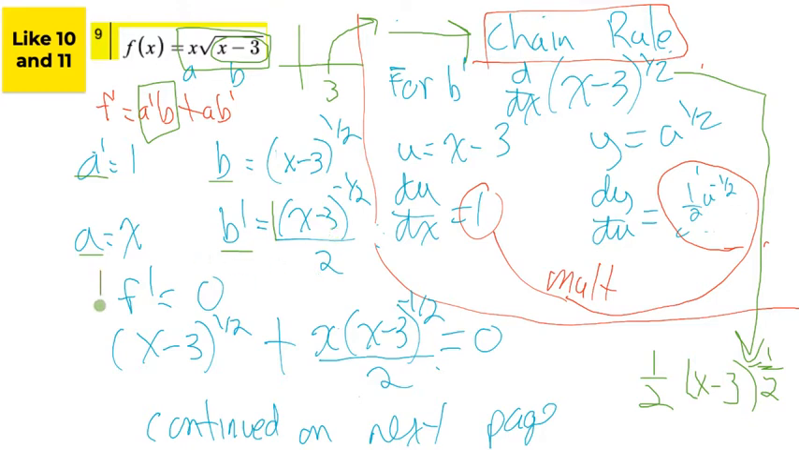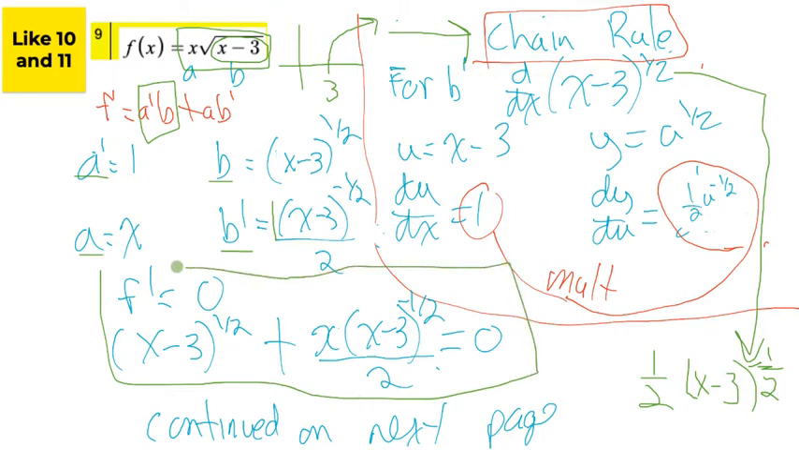So now what I need to do is to put it all together in a single equation. A prime b plus ab prime, which we've done right here: 1 times x minus 3 to the 1/2, plus x multiplied by this right here, and that all equals 0, because if the tangent slope is 0, I have a max or a min or a saddle point.